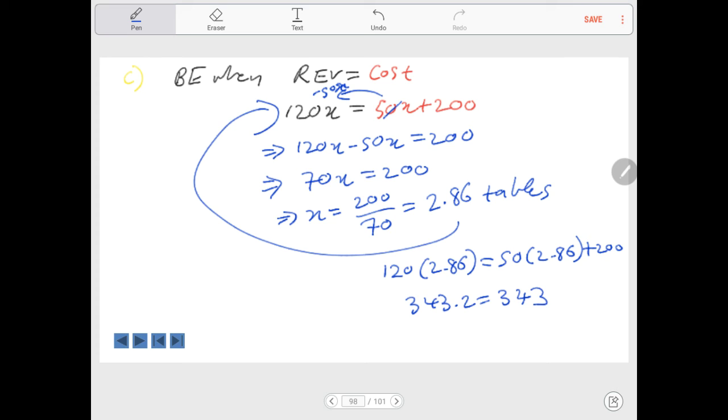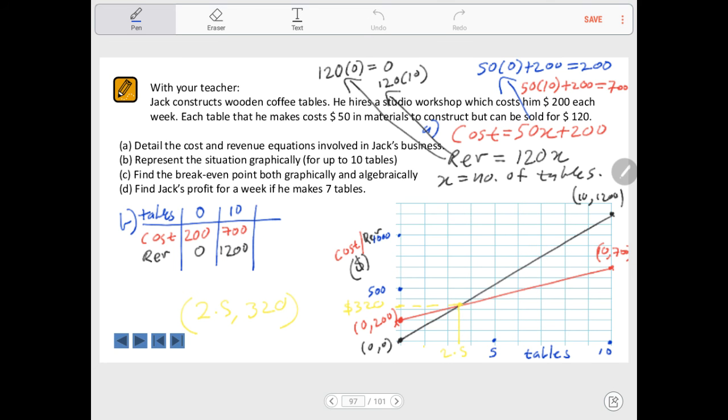So the break-even point algebraically, we'll say is 2.86 and 343. So 2.86 tables and $343. So just a little bit different to what the graph said, but that's very precise using the equations, doing it algebraically. Okay, so Jack's profit for the week if he makes 7 tables.